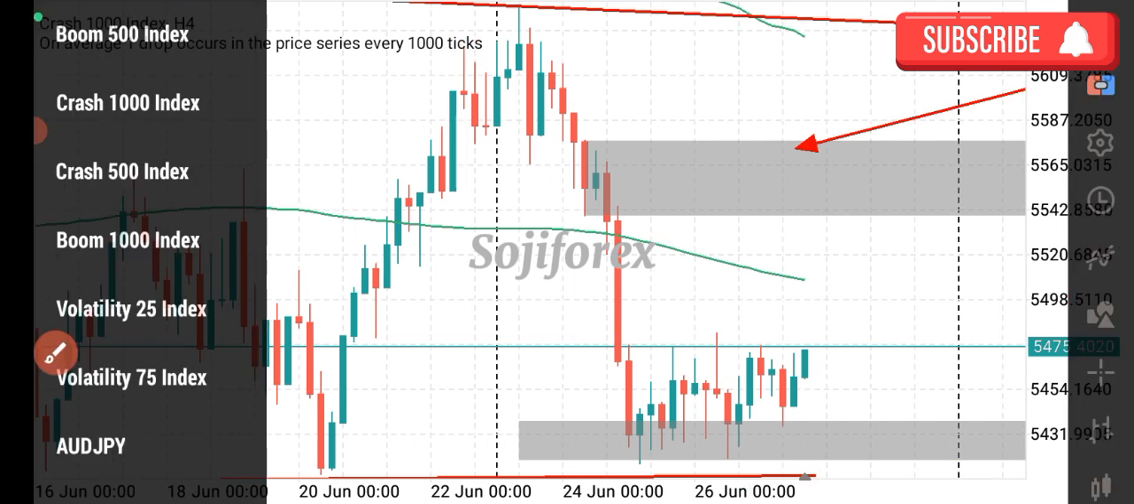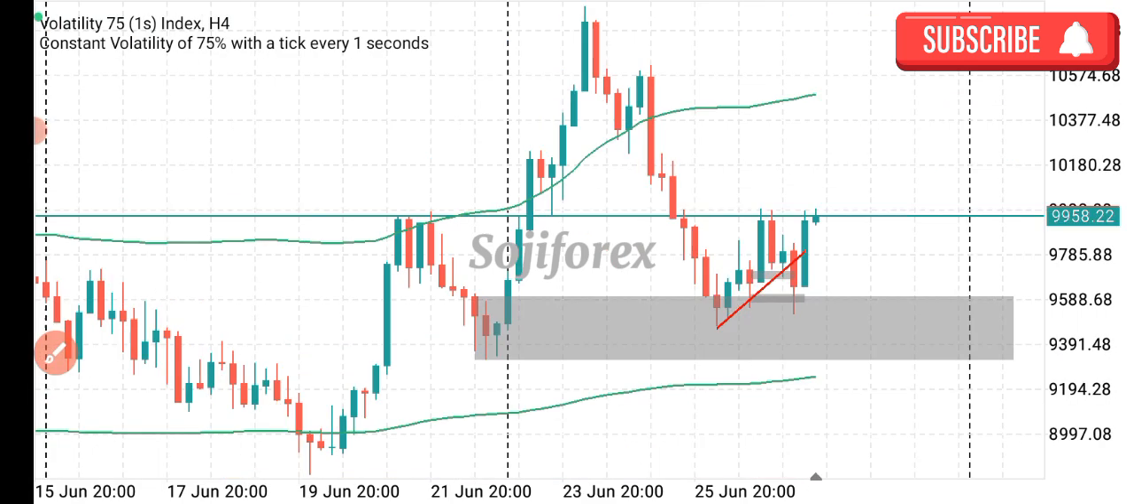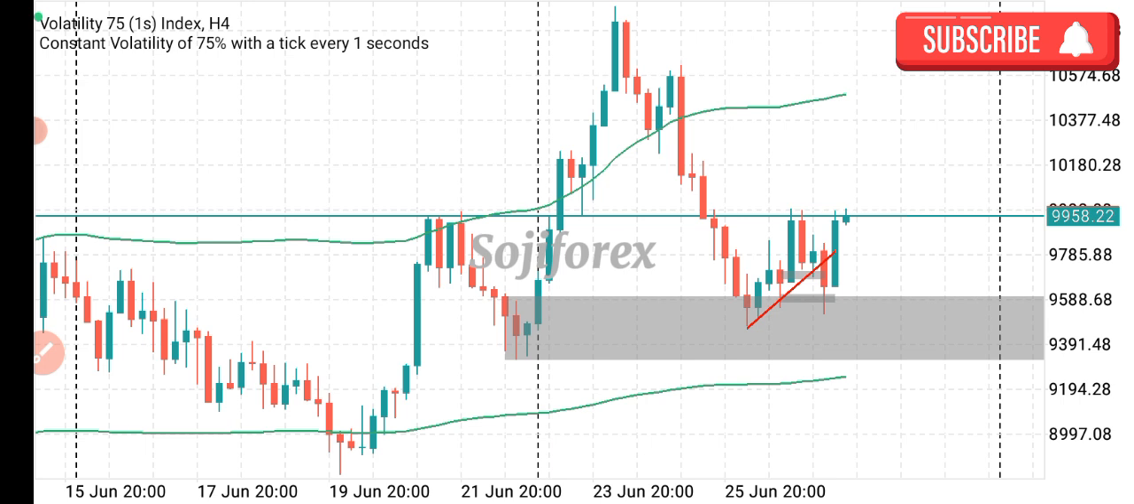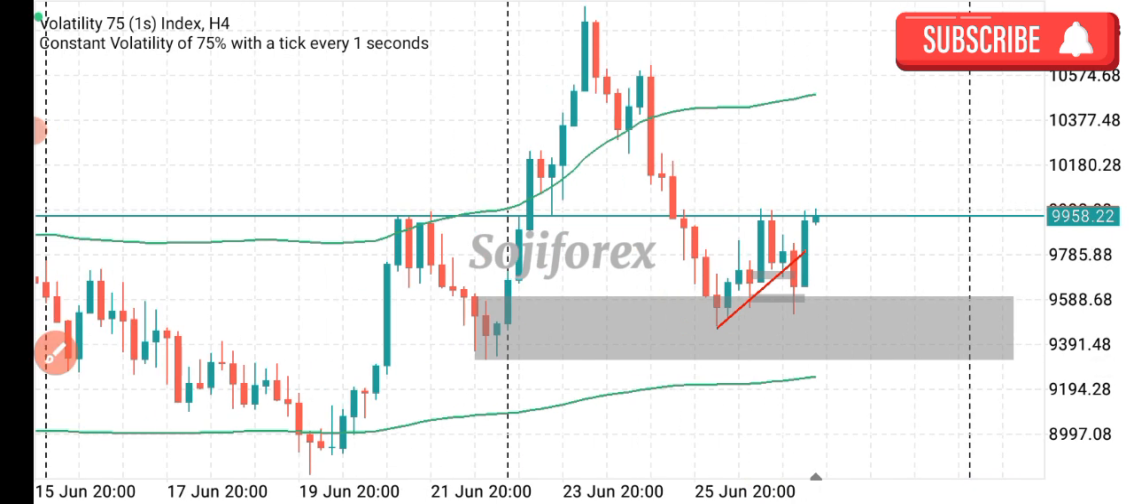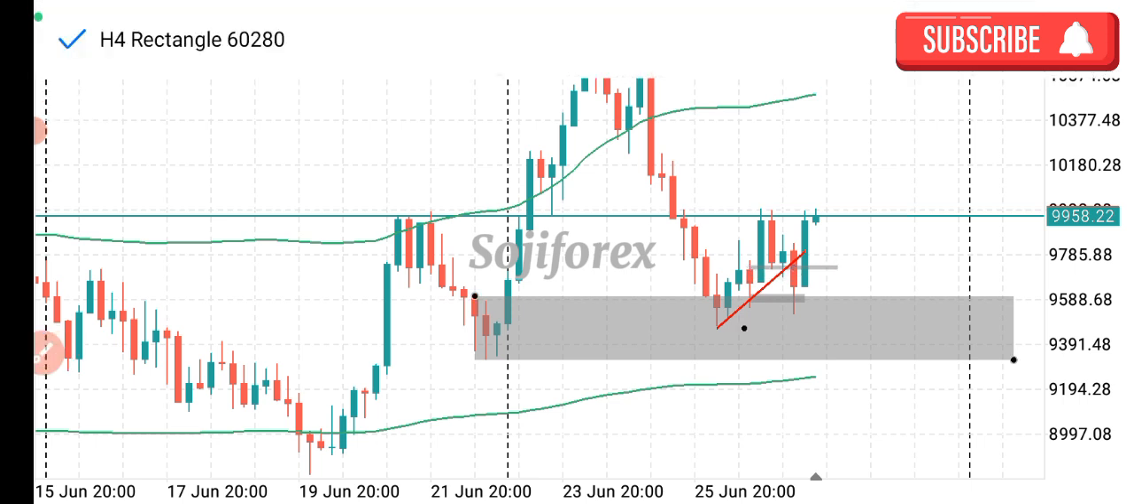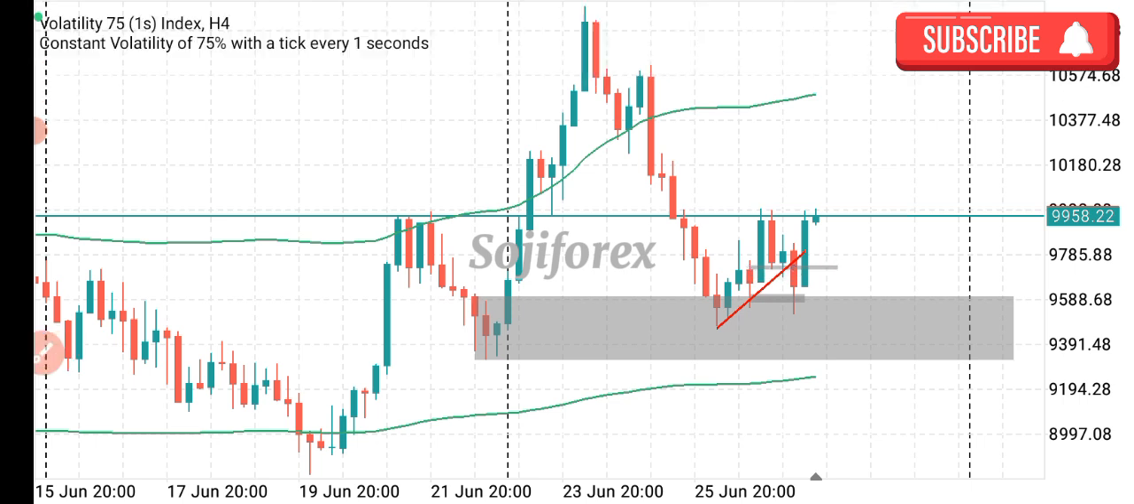Then we did one on Volatility 75. And here is our review this morning. We said this is our order block and we want to see price return into this order block. And just as we predicted, this morning price is back to the order block. Price has pulled to the order block and already is pushing back to the upside. So this is already playing out.